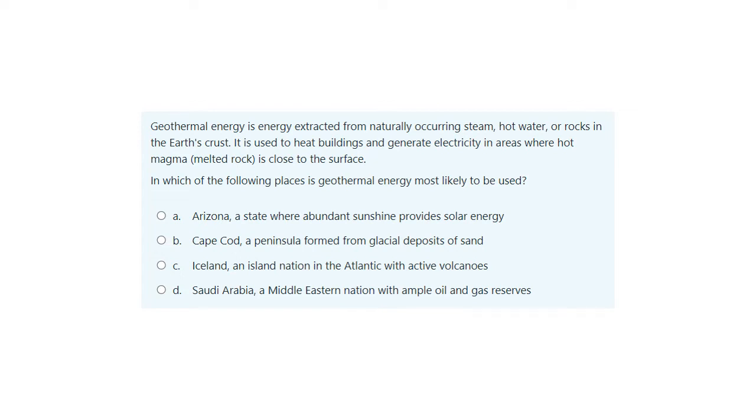So which of the following places is geothermal energy most likely to be used? Well, it is extracted from places where there is naturally occurring steam, hot water, or rocks in the Earth's crust, and where hot magma is close to the surface. So Arizona is a state with abundant sunshine. If there's a lot of sunshine, why would they use geothermal energy? They could use solar energy instead. There is no need to try to use geothermal.